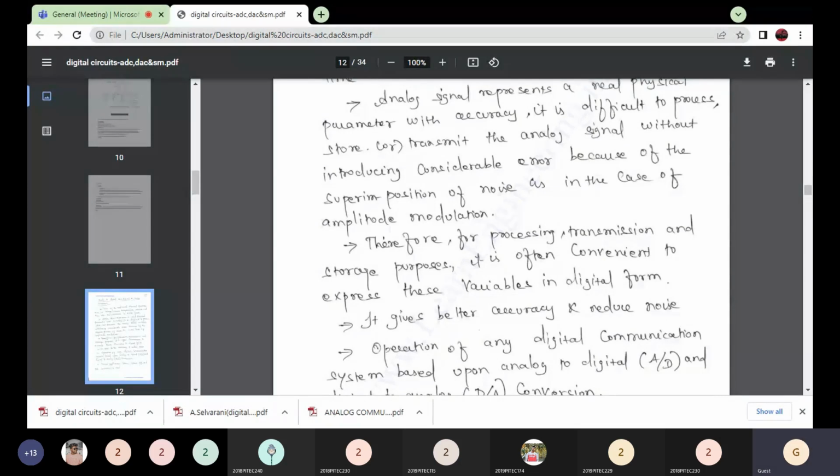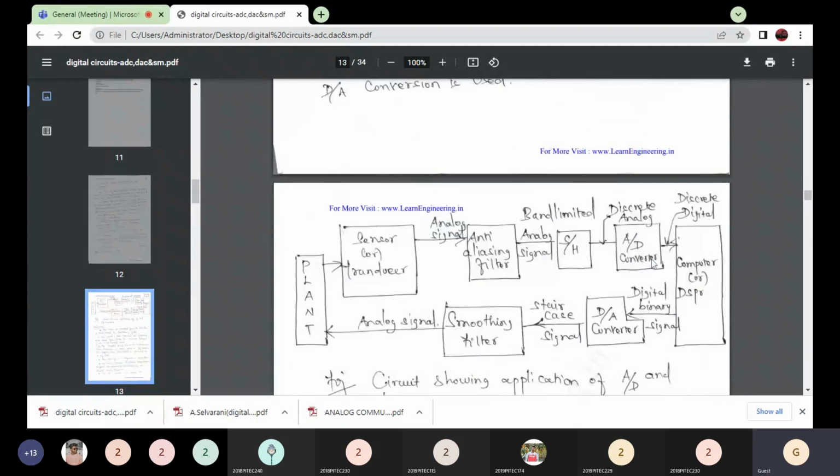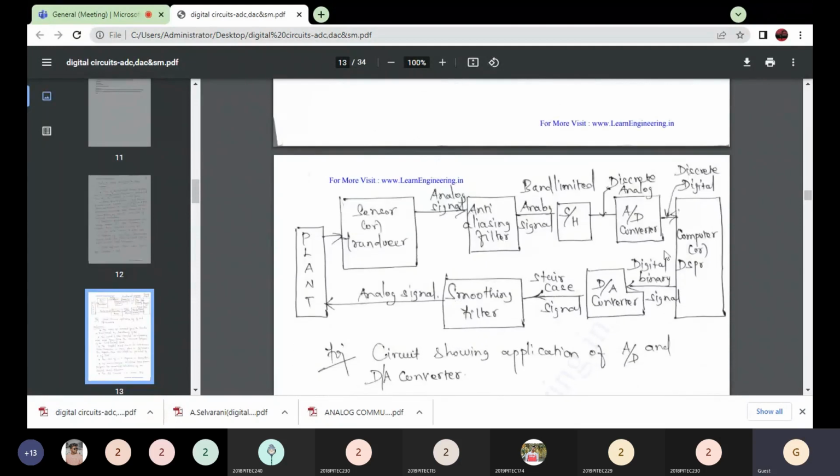In general, for conversion we use the analog to digital converter and the digital to analog converter. This is the block diagram of the A to D and D to A converter. In many applications we use this conversion. First, in the sensor or transducer, the physical quantity, for example voltage or current, is in analog form.